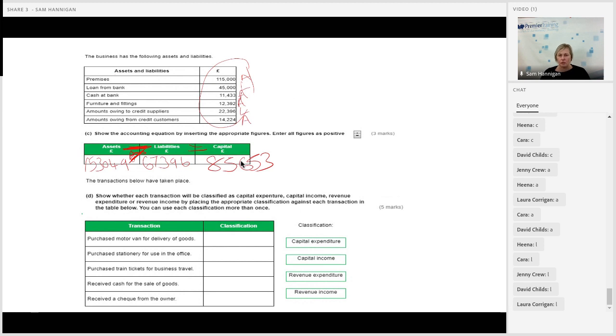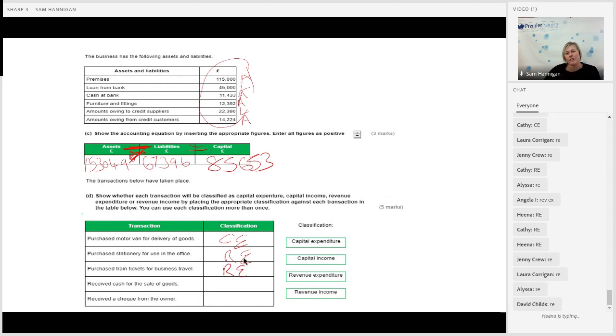All right then. Purchased a motor vehicle, a delivery van. What would we class that as? You can just put either CE or RE, whatever. Brilliant. Capital expenditure. Fantastic. We've purchased some stationery that we're going to use in business on a regular basis. Excellent. We've purchased train tickets for business travel. So it's day-to-day expenditure. Yeah, fantastic.